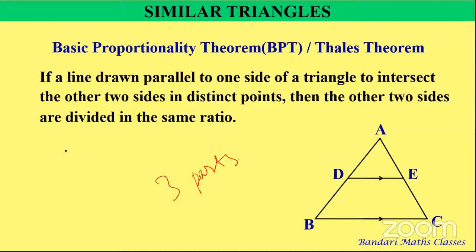One is given, second one is required to prove, third one is proof. These three things will be there in every theorem: given, required to prove, and proof.